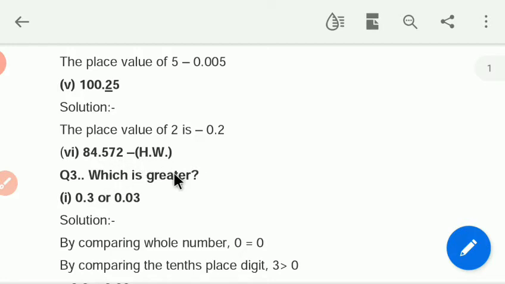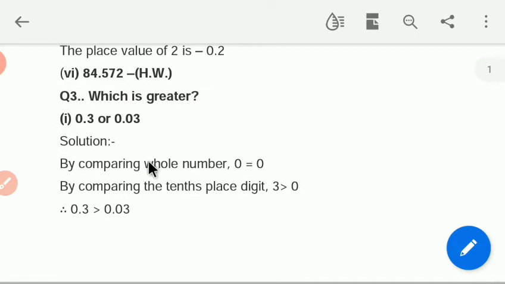Now question number 3, which is greater here. Greater means we have to compare 0.3 or 0.03. As we have seen how to compare, first we compare the integral parts. Integral parts or the whole part means before the decimal. After this, if the whole numbers are equal, then you have to see the decimal parts. So by comparing the whole number, this one before the decimal, here also 0, both are having 0, so 0 is equal to 0. It means both are equal.